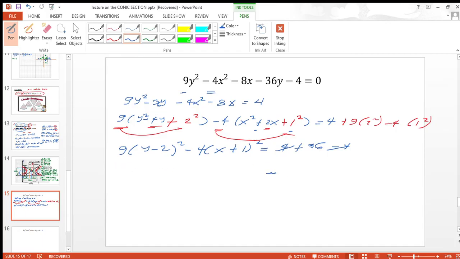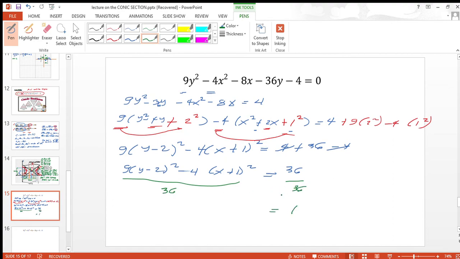And then the standard form, right side must be equal to 1. So if we will just rewrite this, this is 9 times y minus 2, the quantity squared, minus 4 times x plus 1, the quantity squared, equals 36. To produce now positive 1 on the right side, we divide both sides of the equation by 36. So this will now be equal to 1.